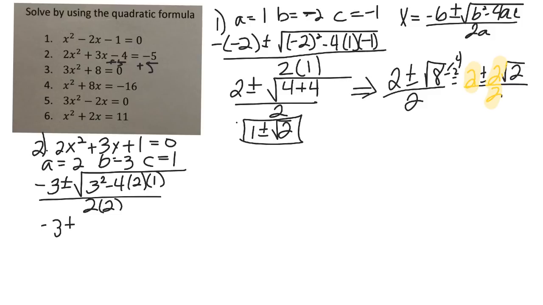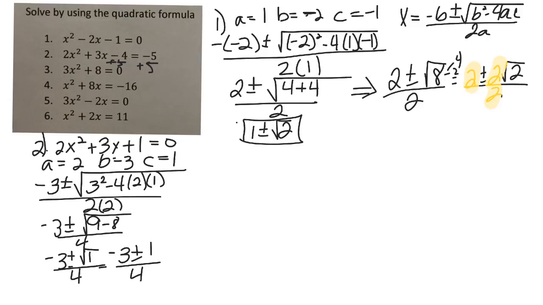And that's -3 plus or minus the square root of 9 minus 8 over 4, which is -3 plus or minus the square root of 1 over 4, which is -3 plus or minus 1 over 4. And we're going to do that. We get -3 minus 1 is -4 over 4, which equals -1. And we get -3 plus 1, which is -2 over 4, which is -1/2. And those are my two answers, -1 and -1/2.